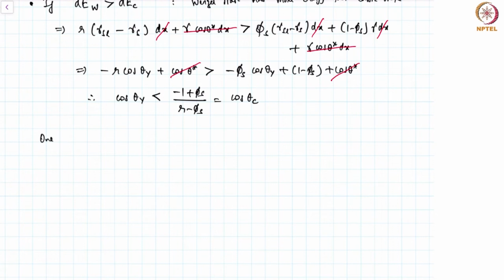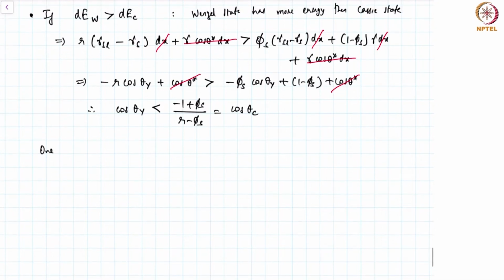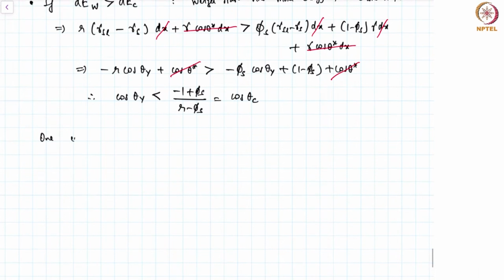So when dEW becomes larger than dEC, one expects the Cassie state to appear when cosine of theta y is less than cosine of theta c.